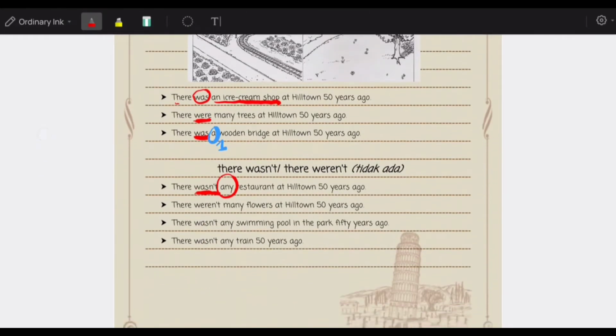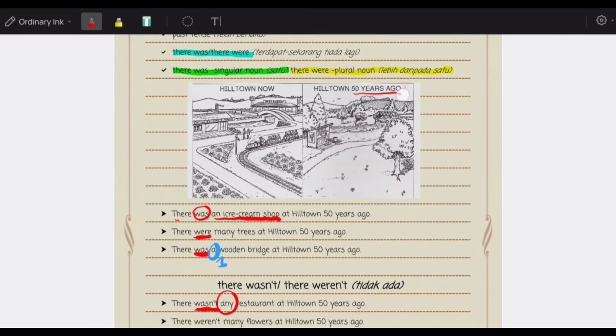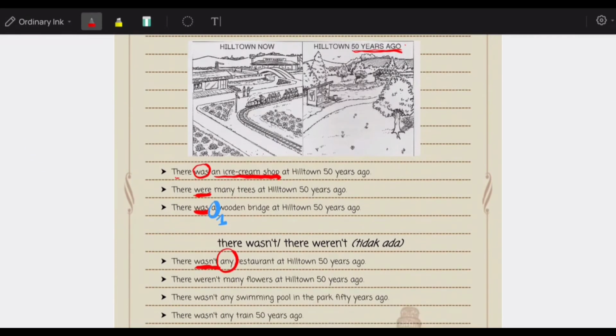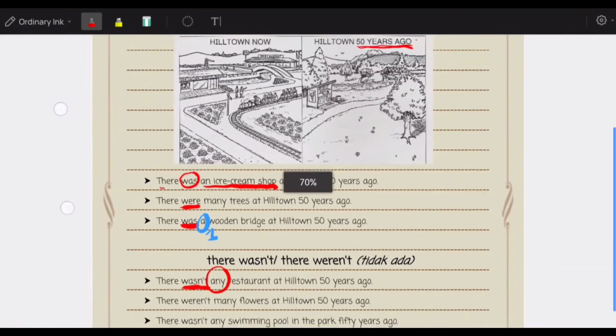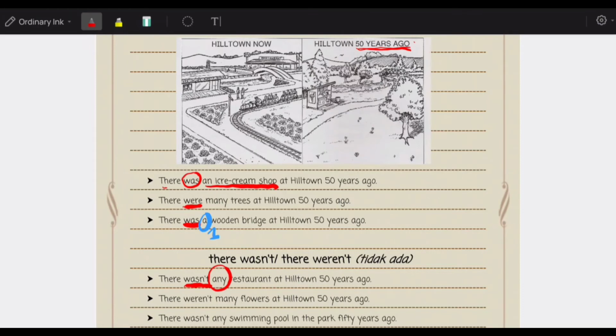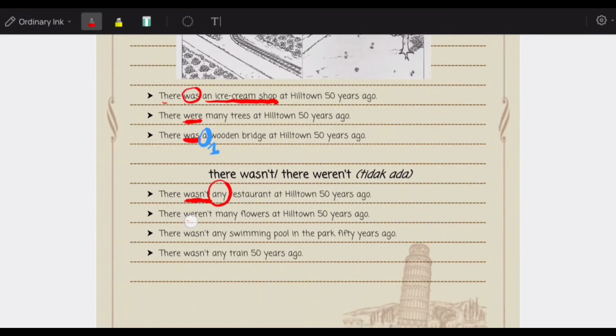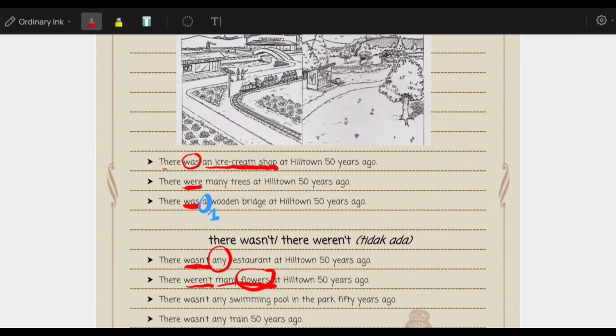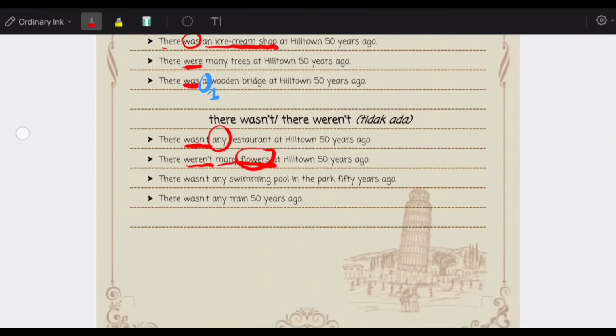Satu pun tiada. Next, there weren't many flowers at Hilltown 50 years ago. So again, look at 50 years, 50 tahun yang lalu. Ada bunga. There were flowers, but not many. Tidak banyak, as compared to now. So there weren't, tidak ada banyak flowers. Kenapa we use weren't? Sebab ini adalah plural, lebih daripada satu. Tengok dalam gambar ini dia lebih daripada satu. So we use weren't.